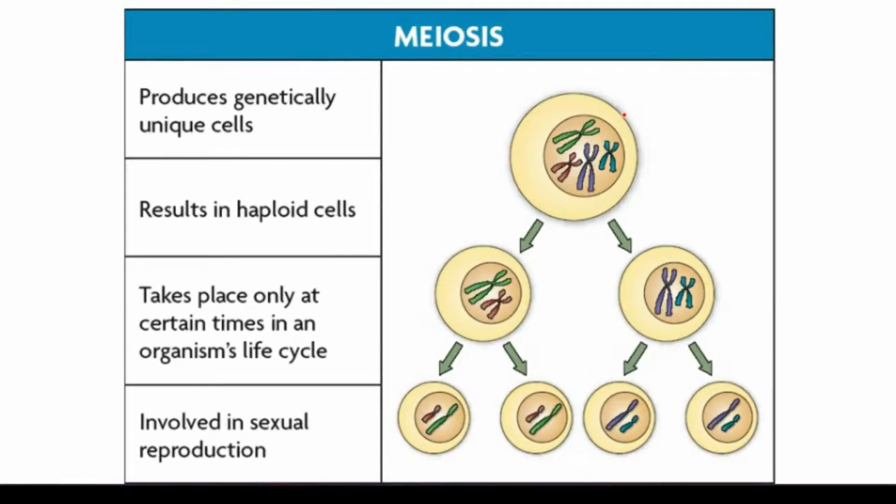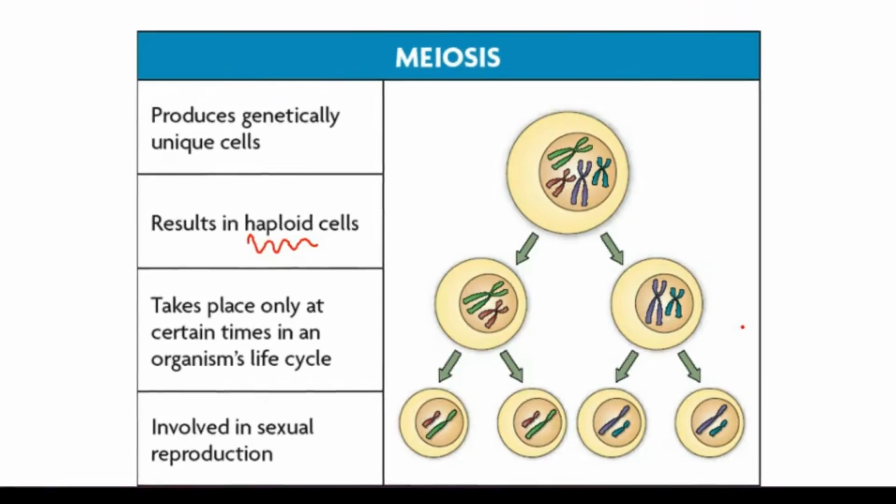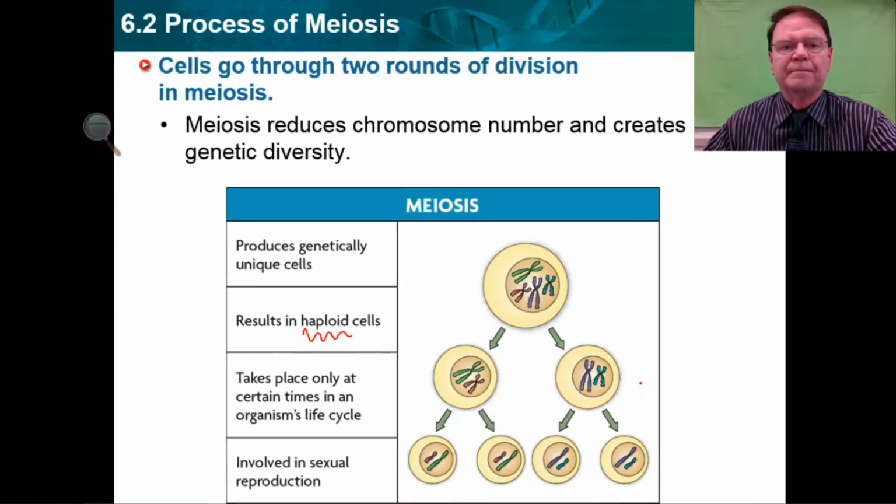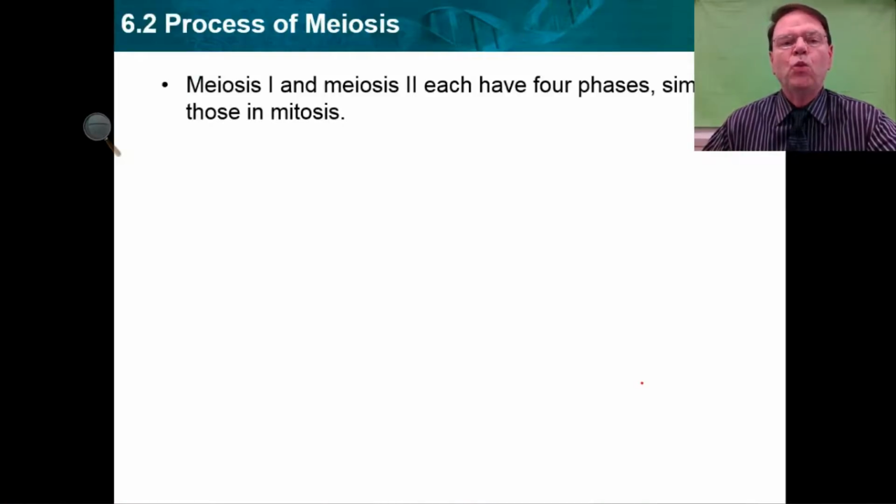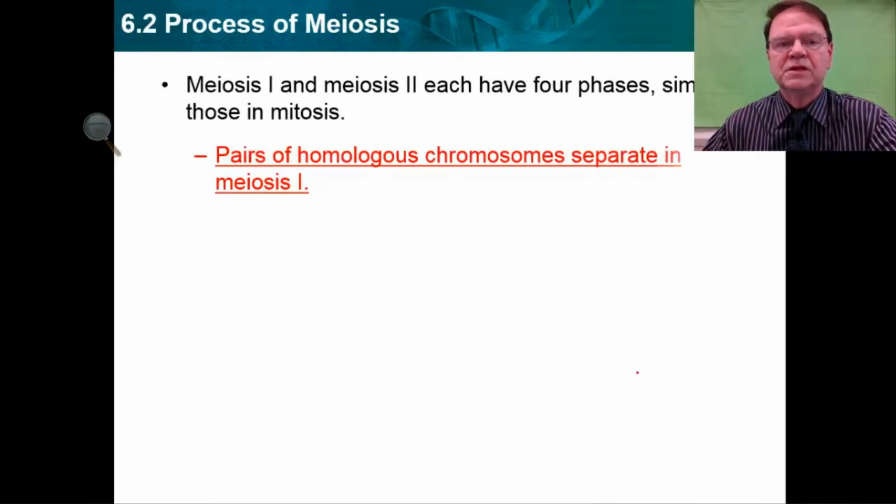And so in meiosis, like we said before, we have genetically unique cells. They are haploid cells, meaning they have half the genetic information that their original germ cells came from. And this takes place only at certain times in the life cycle of the organism. And these are the ones that are involved in sexual reproduction. So meiosis 1 and 2 are each 4 phases similar to that we find in mitosis. Now pay close attention here because there's some important differences.